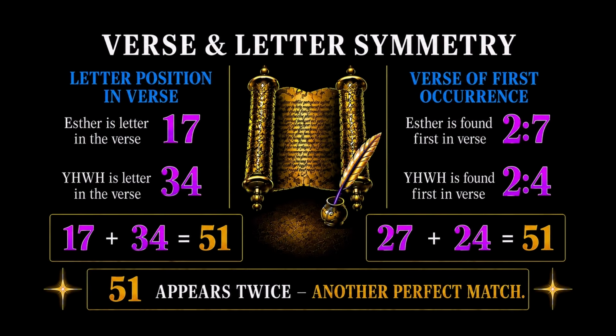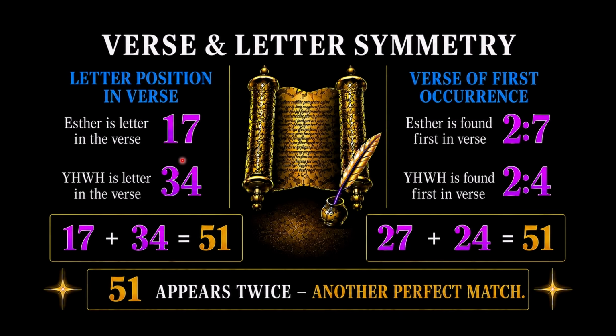It is truly remarkable that a simple set of numbers can generate such a rich and symmetrical structure, containing multiple dense and independent patterns. Yet the symmetry does not stop there. The first appearance of the Tetragrammaton and Esther's name, their verse positions, word positions, and letter placements within their respective verses also reveal hidden symmetry in every direction.